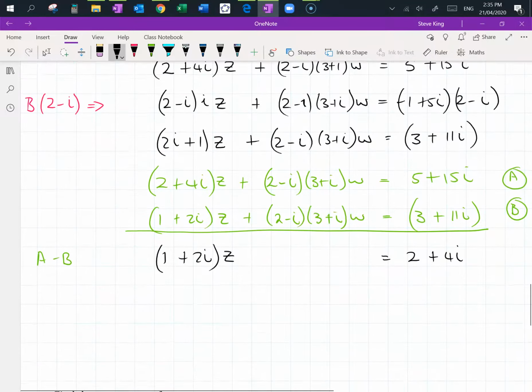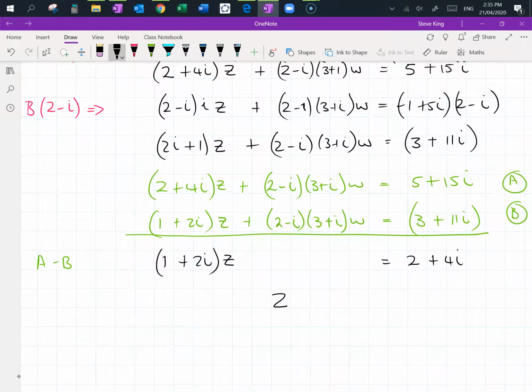And I want to get Z by itself. So I'm going to divide both sides by 1 plus 2i. The right-hand side over here, I'm going to take out a common factor of 2. I've got 1 plus 2i, and I'm going to divide that by 1 plus 2i. And so I get that Z is equal to 2. So there's the first part of my solution.